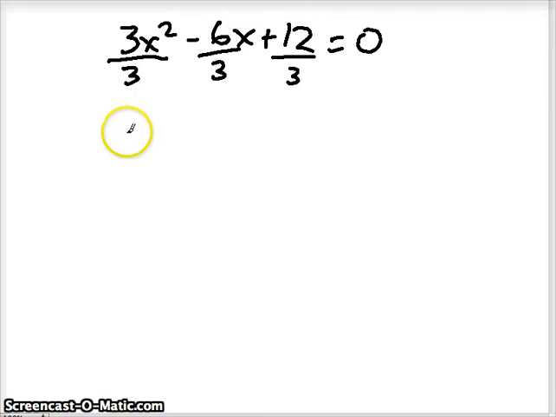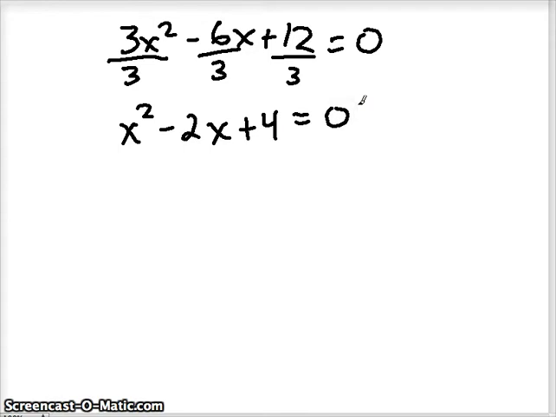So let's just reduce. We got x squared minus 2x plus 4. Now let's look at this quadratic. Is it prime, or can we factor it? Factors of positive 4 that add up to negative 2. Well, that's not possible. We can't have factors of 4 that add up to negative 2.